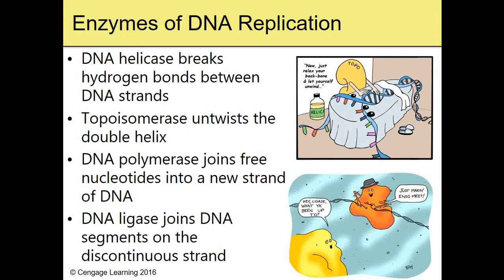You have another enzyme that comes in called topoisomerase, and it's going to untwist that DNA double helix. And so we're going to unwind it and make sure that we're getting those 2 separate strands apart from each other. And then a polymerase enzyme is going to come in and join free nucleotides into a new strand of DNA. I'll show you what that looks like here in a second.